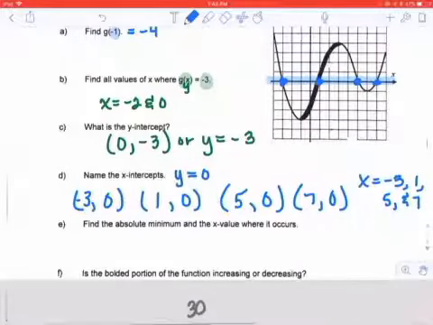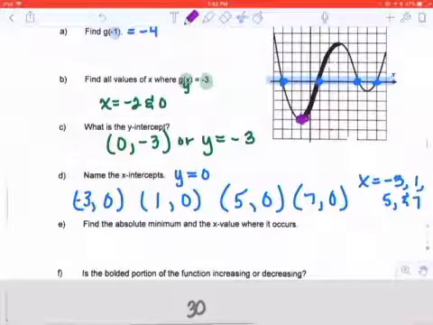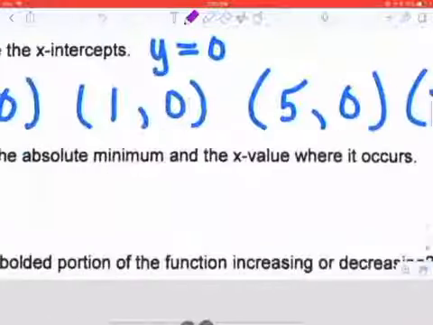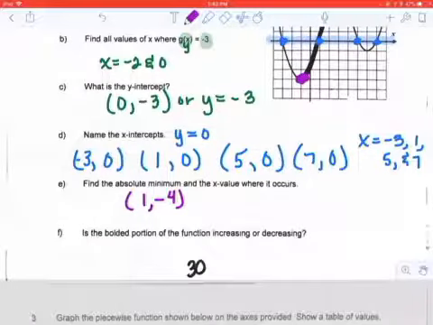Find the absolute minimum and the x value where it occurs. Okay, so the lowest point is our minimum, which is right there, and that is the point (1, -4). So we stated the minimum, -4, and we stated the x value where it occurred, at 1.